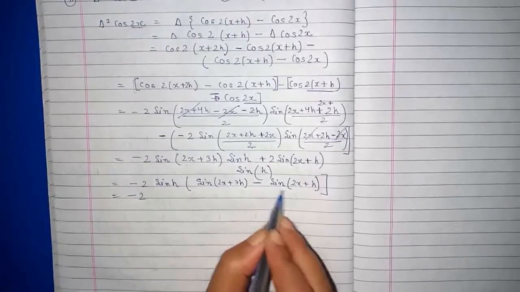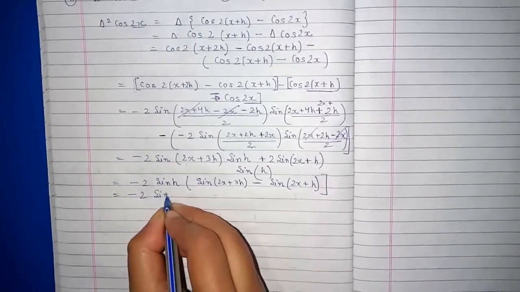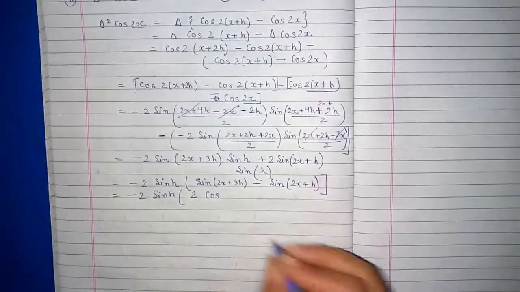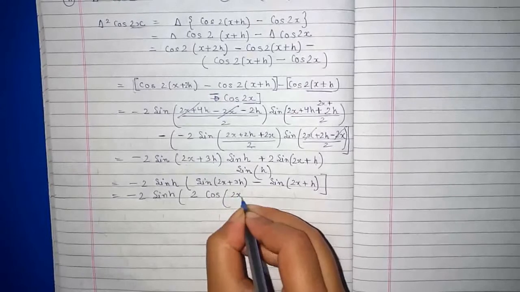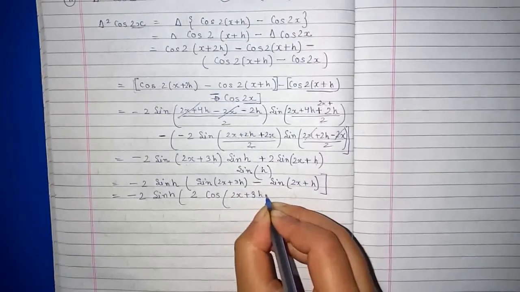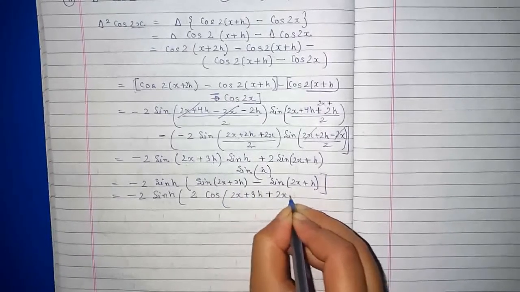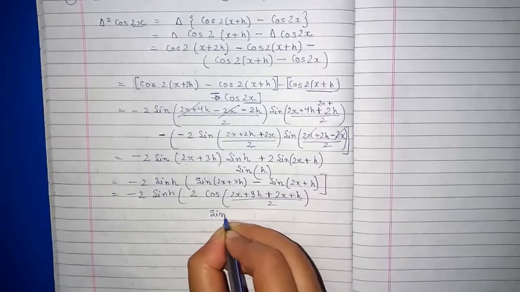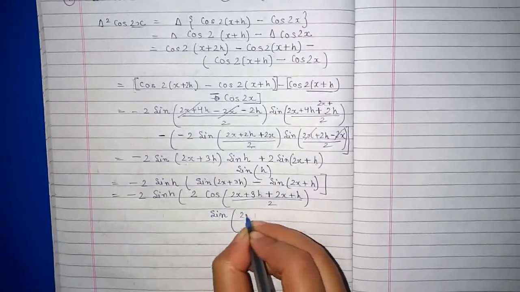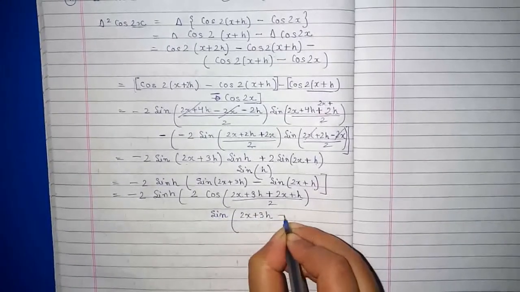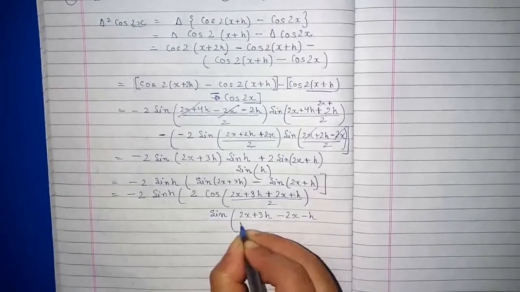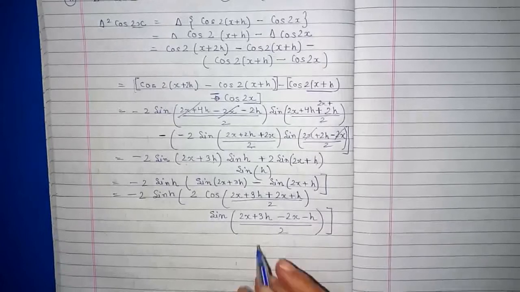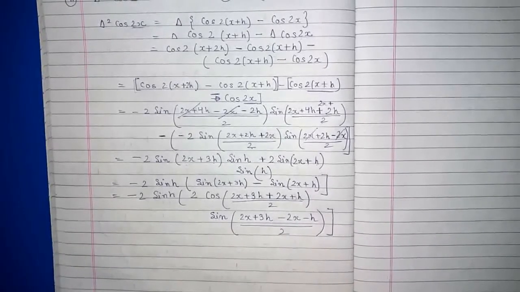Okay, now again if you want to apply a formula here, you can. Like we know that sine x minus sine y is equal to 2 cos of (x plus y)/2 times sine of (x minus y)/2. So the same formula I am applying here: cos of (2x plus 3h plus 2x plus h)/2, and sine of (2x plus 3h minus 2x minus h)/2. This was the formula.